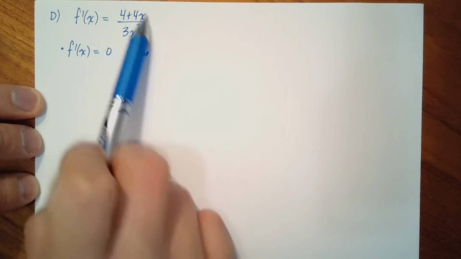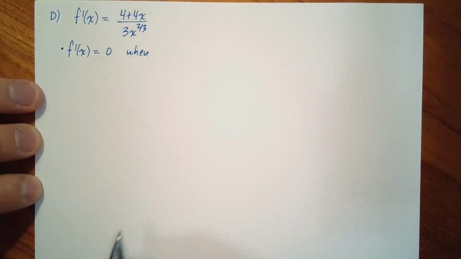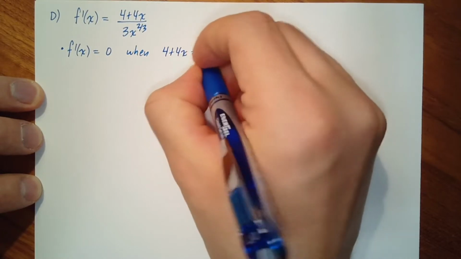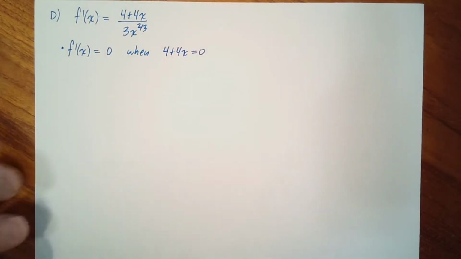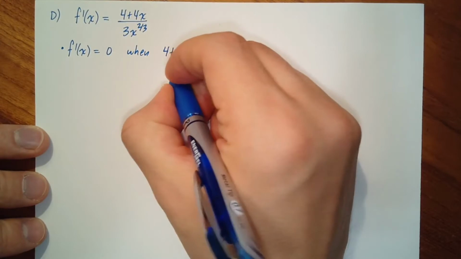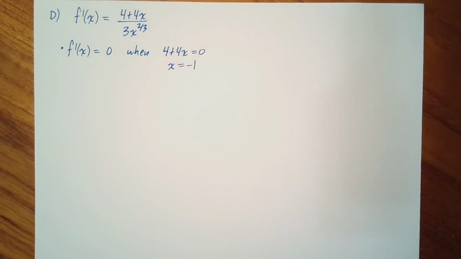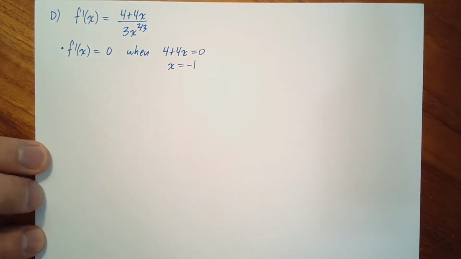But because we've written it as a fraction, we can say that f prime of x is equal to 0 when 4 plus 4x is equal to 0. And you can solve that for x. Just bring the 4 over to the other side, divide everything by 4, and you'll get x is equal to -1 as your solution. So that's a type 1 critical number.